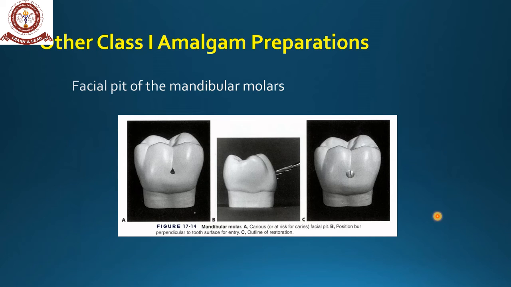Okay. So what are the other preparation types? Class 1 is considered not only for the occlusal pit and fissures. Next is the facial pit of mandibular molars. This is a caries risk area, where caries usually occurs in the facial surface of mandibular molars. Whenever we prepare that cavity, the burr should be placed perpendicular to the tooth surface, and this is the outline for the facial pit of the mandibular molar.